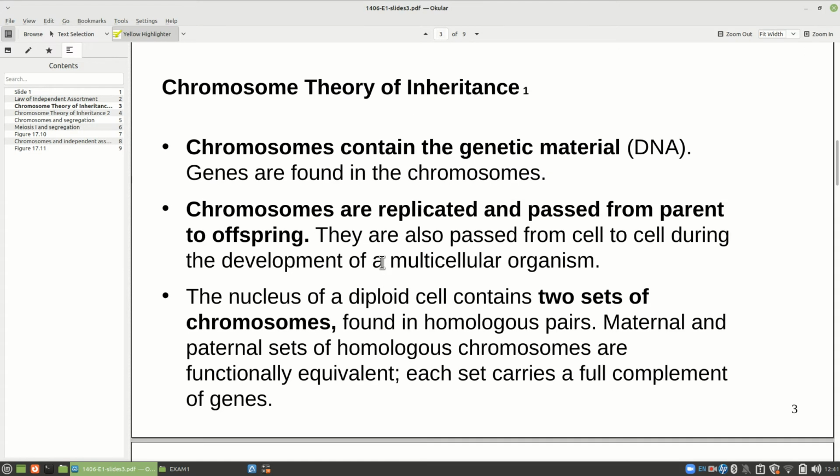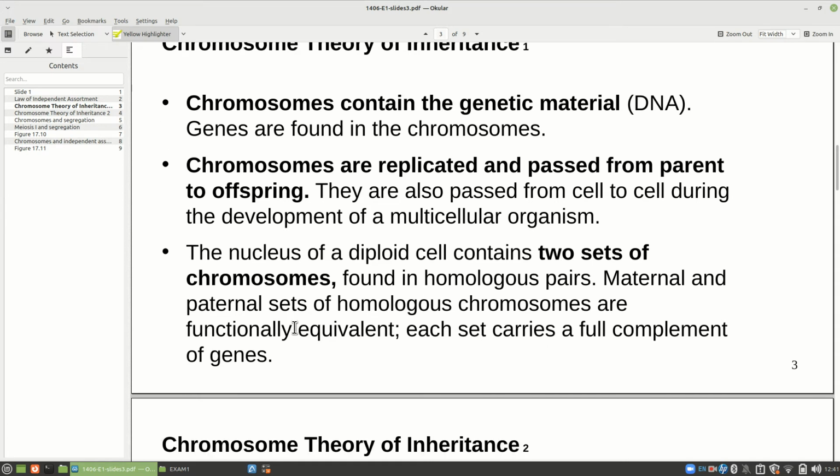We now know, of course, the chromosome theory of inheritance, so we're adding chromosomes in here. We know that DNA, now that we're adding this to our theories, the genes are found on chromosomes, and chromosomes are replicated and passed from parent to offspring. So we have to add this to Mendel's theory. And, of course, this is going to explain Mendel's law of segregation.